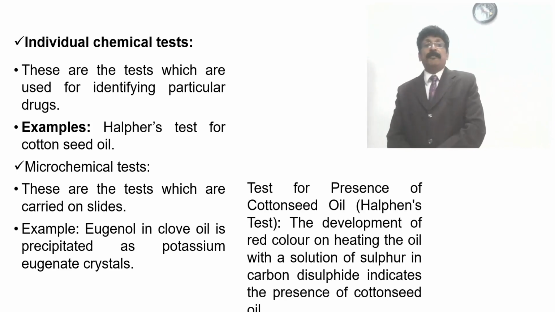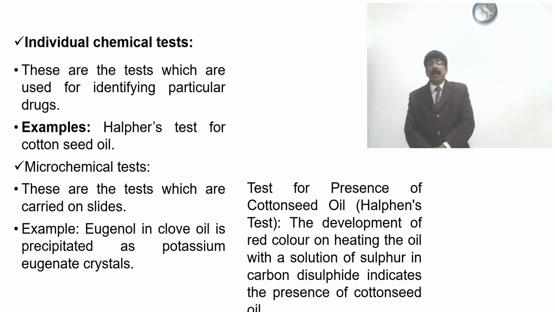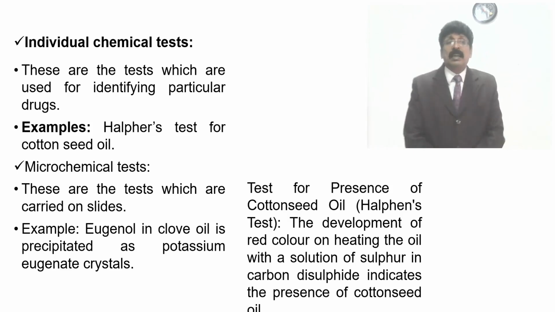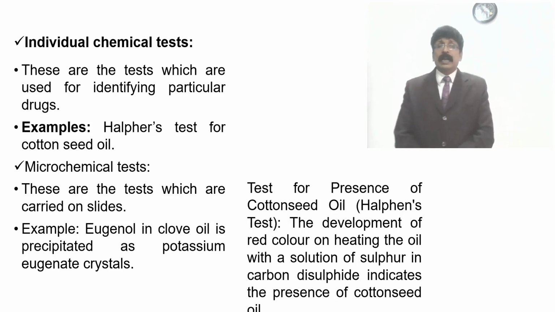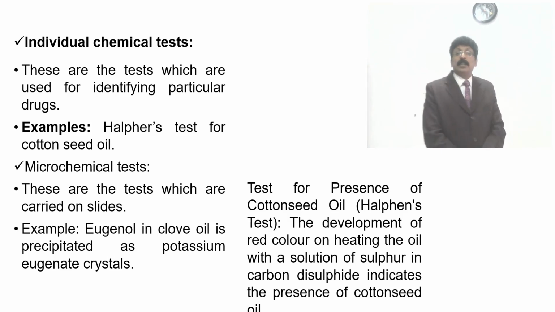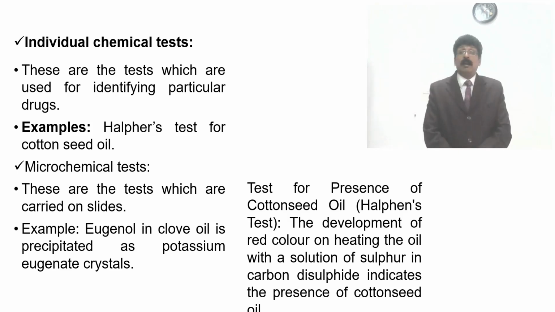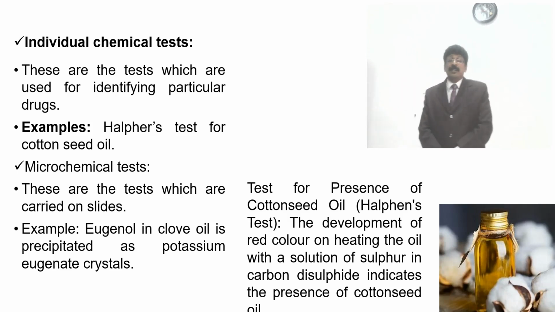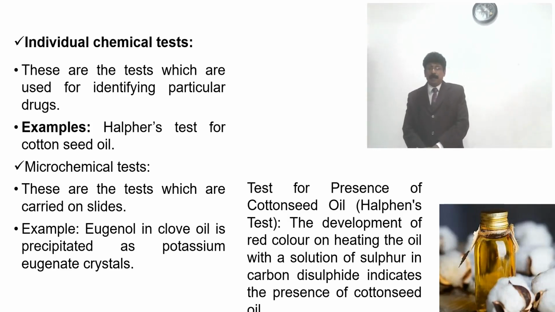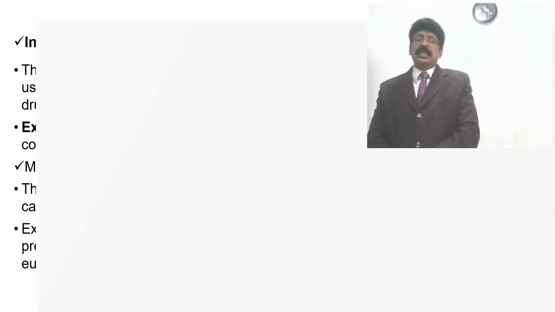So the test for the presence of cottonseed oil is Halphen's test. Halphen's test for cottonseed oil develops a red color when the oil is heated with a solution of sulfur in carbon disulfide, which indicates the presence of cottonseed oil. So cottonseed oil can be identified by sulfur in carbon disulfide giving a red color, which is an identification test. I just added it to give it importance.